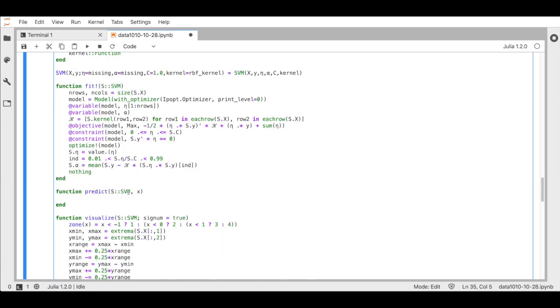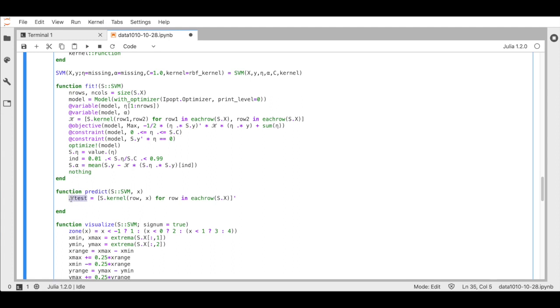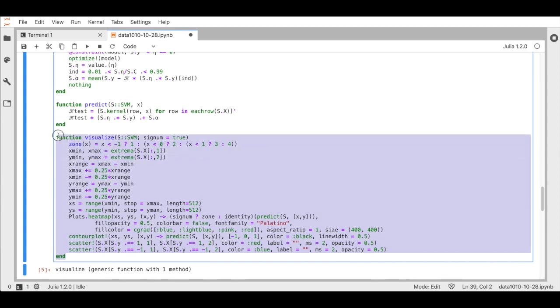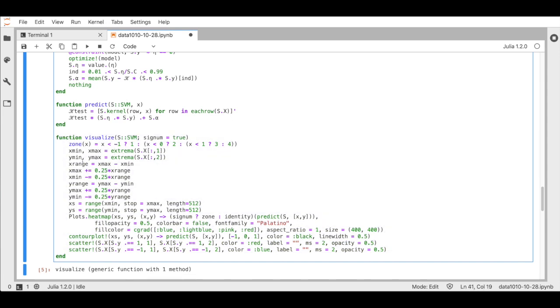So now, to return a prediction for a particular row x, we want to follow the strategy that we outlined before. We come up with our k-test matrix, which applies a kernel function to a row from the training set and the test point x. So we do that for all the rows. That gives us a row vector. And then we multiply that row vector by eta times y, and then we add alpha to each component. And then we have this code written here for us to visualize the SVM. It's just computing suitable bounds and then plotting a heat map and a contour plot and then scattering the training observations and coloring them.